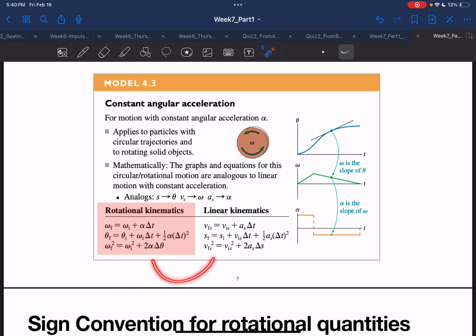And how this analog works is the variable for displacement, which used to be x or y for us, and which is now s, basically is analogous to theta. And then velocity in the x direction, velocity in the y direction, or velocity sub s along some s coordinate is now analogous to the angular velocity omega. And then finally, the acceleration is analogous to the angular acceleration alpha. So these equations, just rewritten with their rotational analog variables, look very similar to the linear equations. And we're going to practice using some of these.